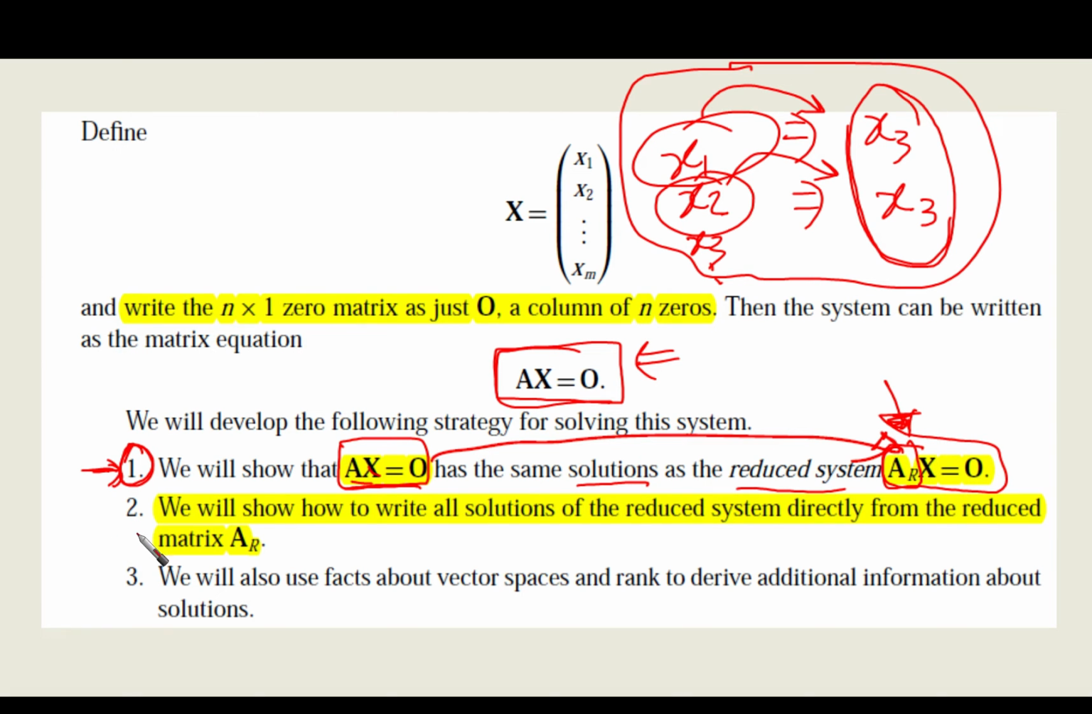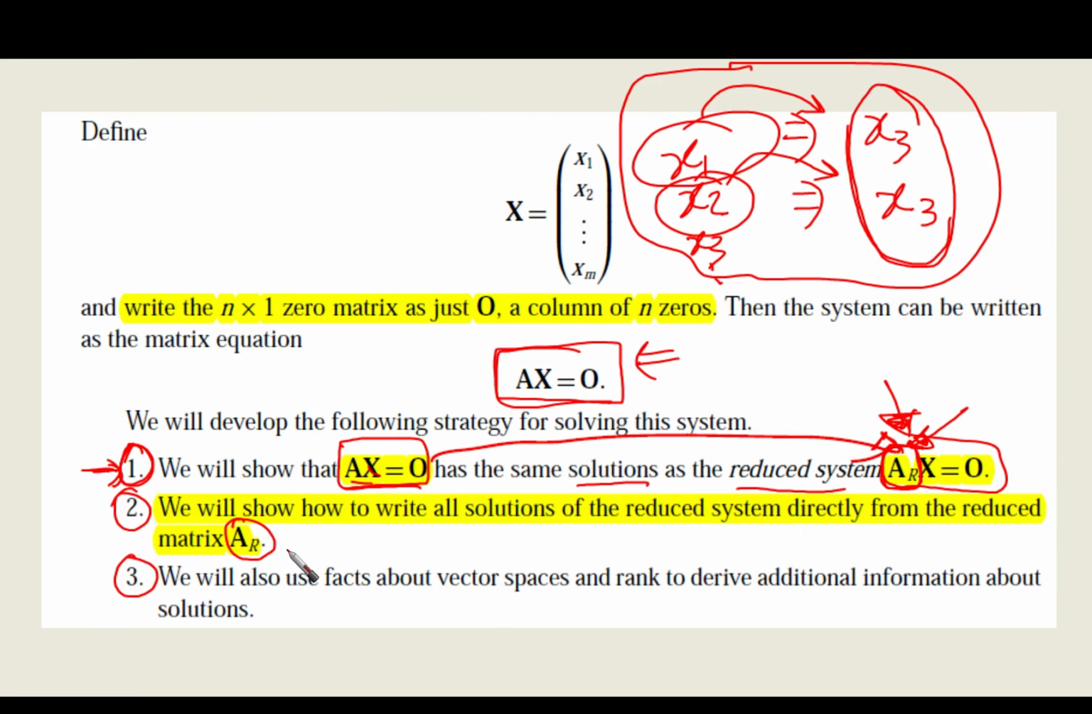And number 2, we will show how to write all solutions of the reduced system directly from the reduced matrix AR. We are going to find that it is very easy, to the extent that there is no need even to solve the equation. We look at AR directly, and we can obtain the solution from the reduced coefficient matrix. And number 3, we will also use facts about vector spaces and rank to derive additional information about the solution. This is the third thing that we are going to learn in today's video.